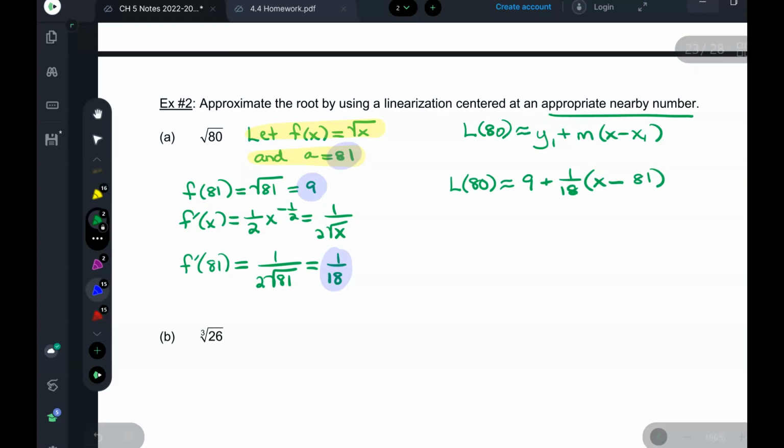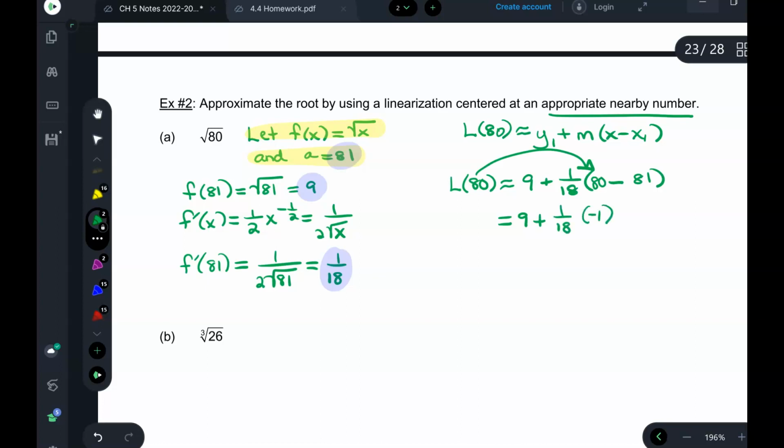What are we plugging in for x? That's our 80. That's what we're plugging in here. Okay, so we get 9 plus 1/18 times -1, so 9 minus 1/18. And again, this would be a no calculator type of question, so I want you to think in terms of just leaving it in fraction form. And I know we don't normally write mixed numbers, but for here it's totally fine, so we can leave it as 8 and 17/18.